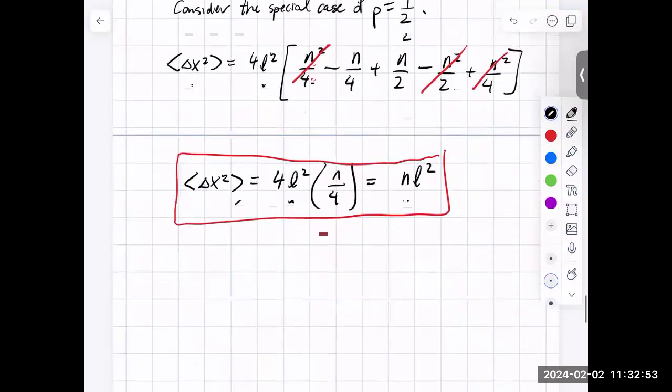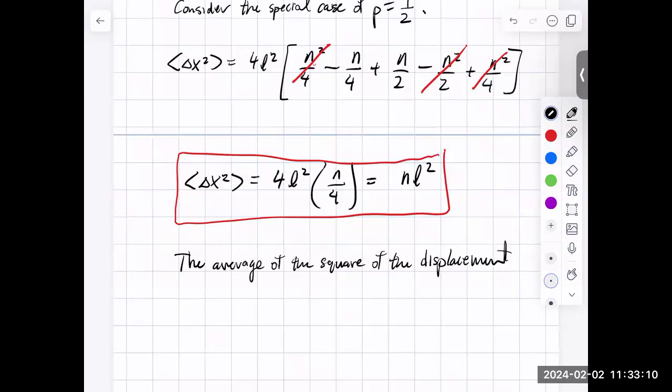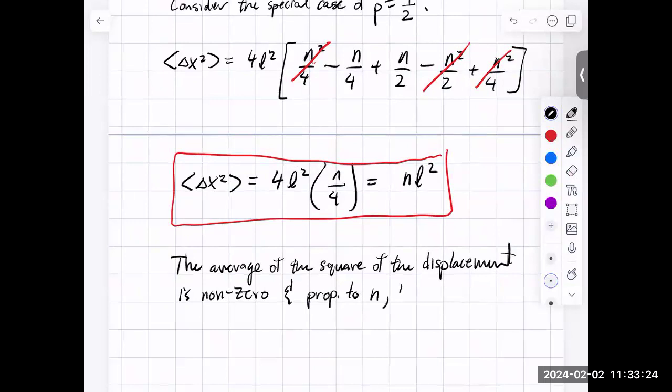And so the average of the square of the displacement is non-zero and proportional to n, which is just the number of steps taken.